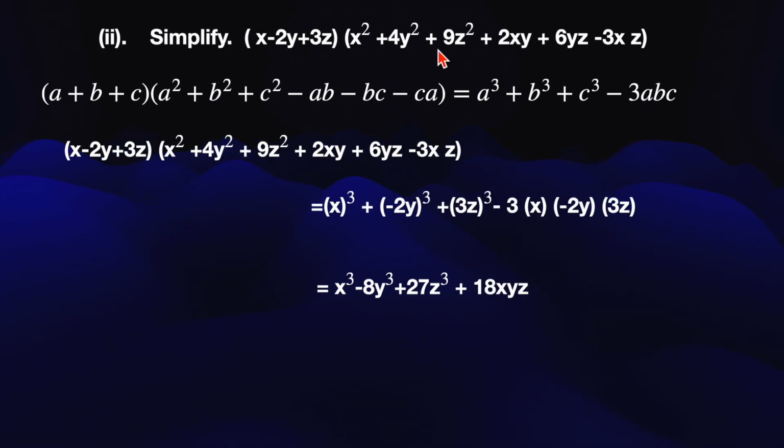Okay, the same type of sum. Okay, first write down the identity. What is the value of a here? a is x, b is minus 2y, c is 3z. So write down minus 3 into x into minus 2y into 3z. Solve this, you will get the answer.